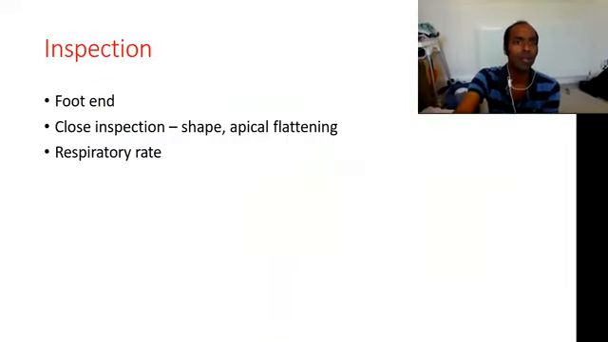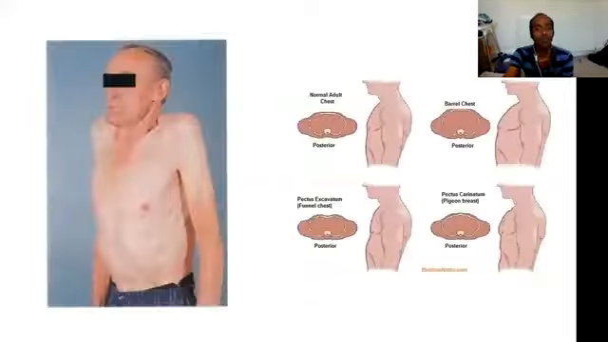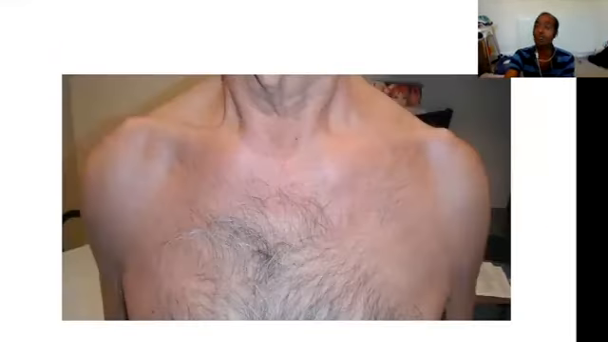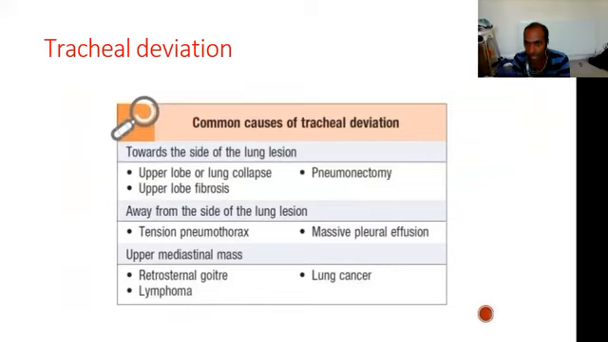Okay. So, inspection, start inspection from the foot end of the bed. Look specifically for apical flattening. Look for features of barrel chest, for example, right? Apical flattening, use of accessory muscles of respiration. Palpate the trachea and see if it's in the midline, whether it's shifted or not. If it's shifted, then it could be towards the side of the lesion or away from the side of the lesion.